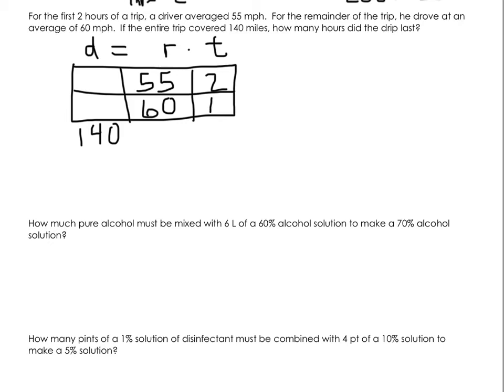So let's let T be the last part of the trip. We don't know how much time he spent driving 60 miles per hour. So if we want to know distance, distance is rate times time. 55 times 2 is 110.